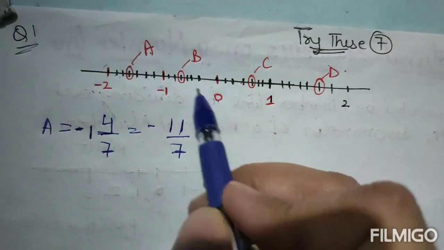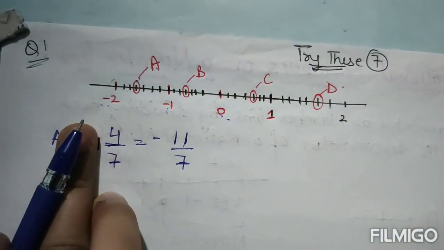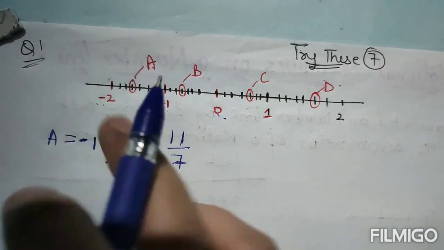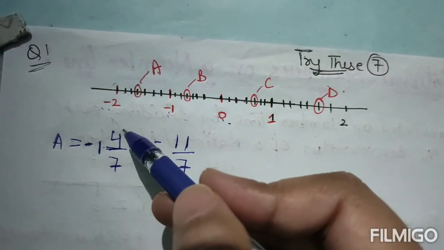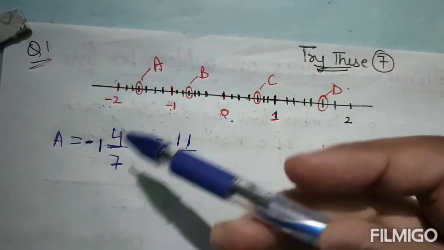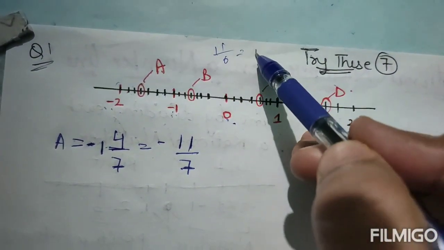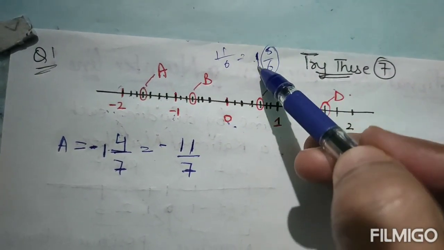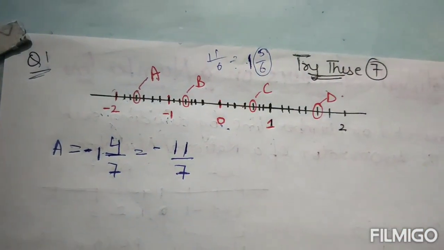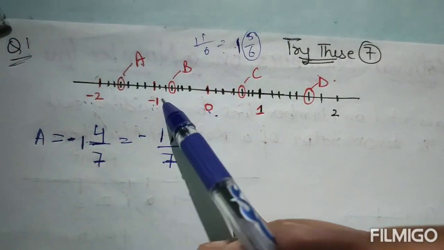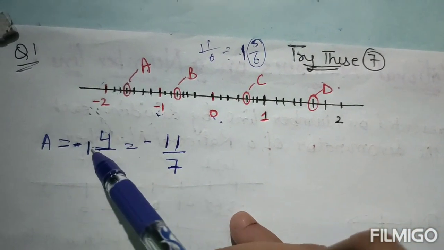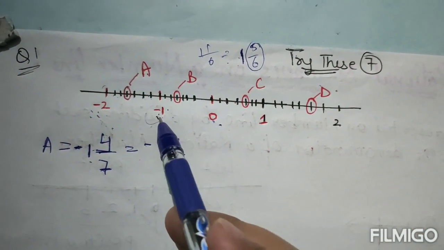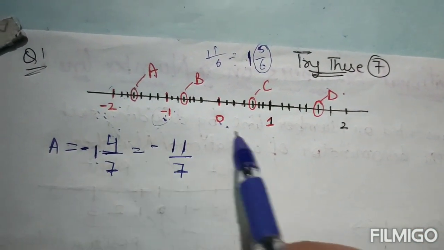If this were between 0 and 1, then the number would be just -4/7, but because it is between -1 and -2, therefore it will be -1 4/7. If you remember, we represented 11/6, in which form? 1 5/6. So we represented that, but it was between 1 and 2. So as it is lying between -1 and -2, therefore this number will be -1 4/7. You are moving from -1 to -2.